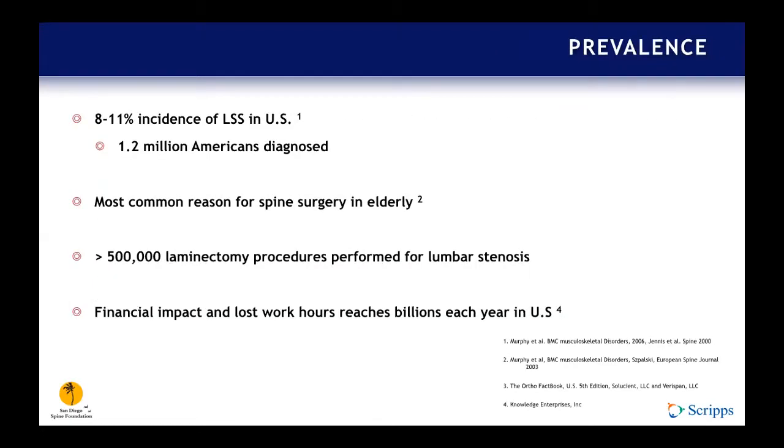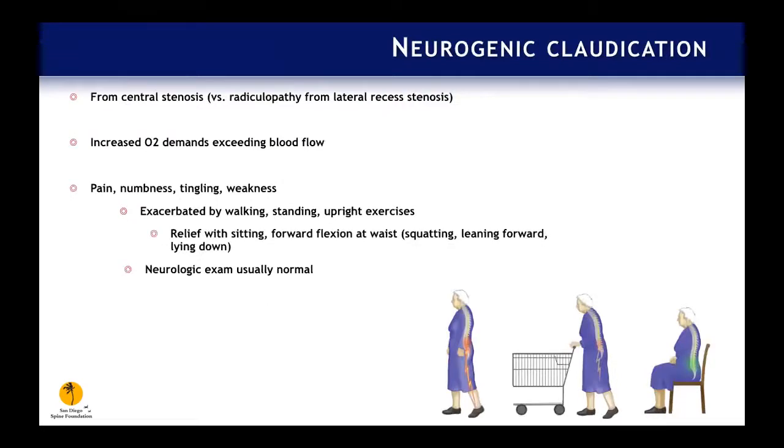I think it's also important to touch on the prevalence just to shed light on the fact that this is a very common disease process. It's one of the most common reasons for spine surgery in elderly patients. In terms of surgery for lumbar stenosis, there are over 500,000 laminectomy procedures that are performed. So obviously in terms of relevance, it's very, very near to us.